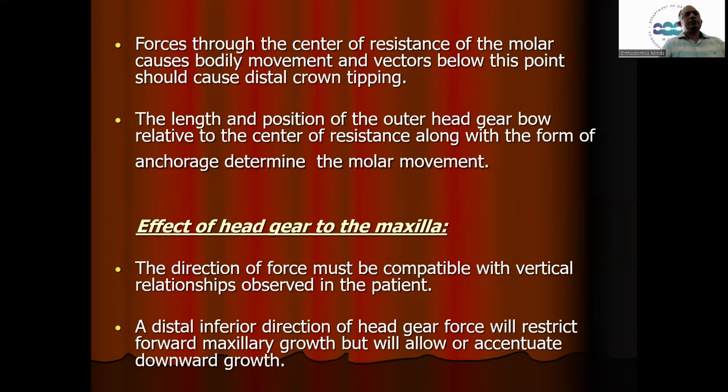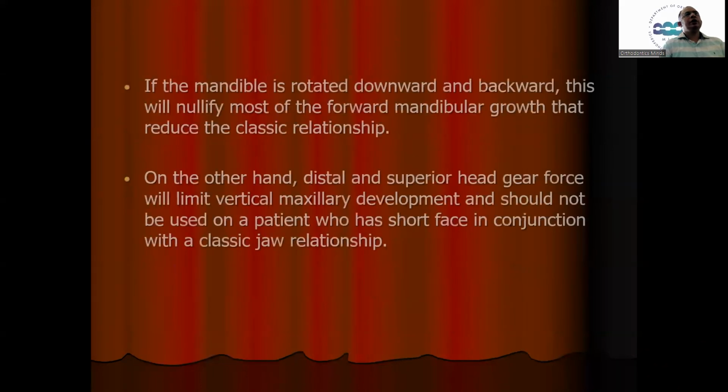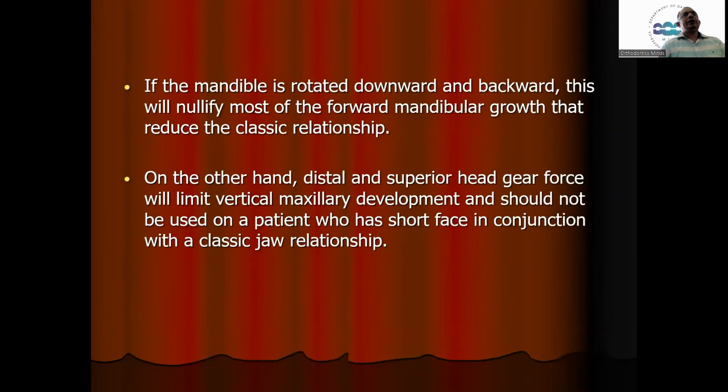The direction of the force must be compatible with the vertical relationship observed in the patient. A distal inferior direction of the headgear force will restrict forward maxillary growth but will allow or accentuate downward growth. If the mandible is rotated downwards and backwards, this will nullify most of the forward mandibular growth that reduces the classic relationship. On the other hand, distal and superior headgear force will limit vertical maxillary development and should not be used on a patient who has a short face in conjunction with a classic jaw relationship.